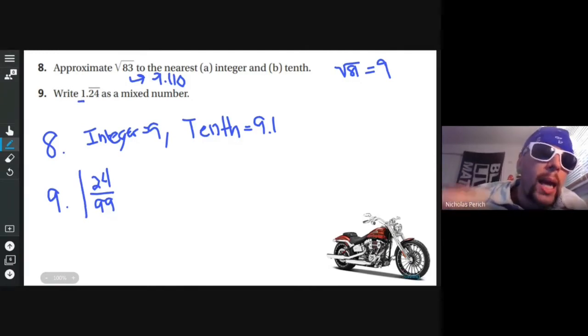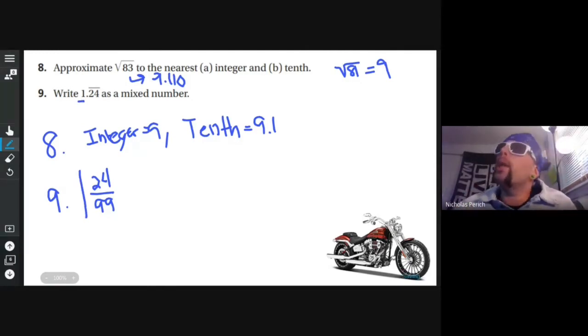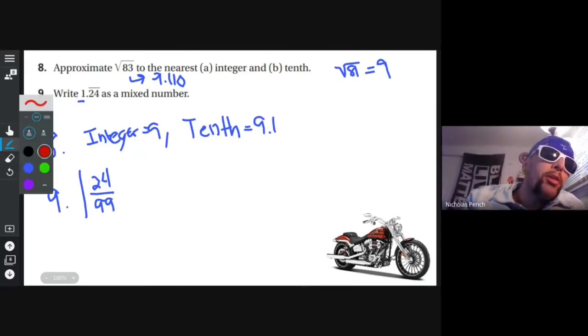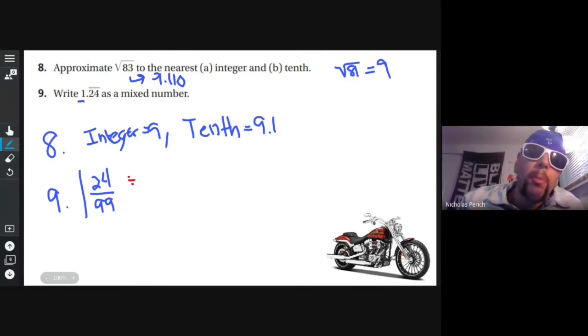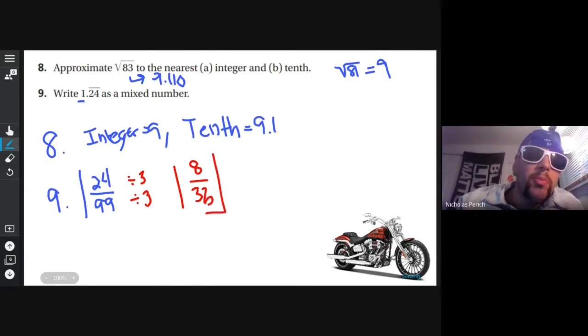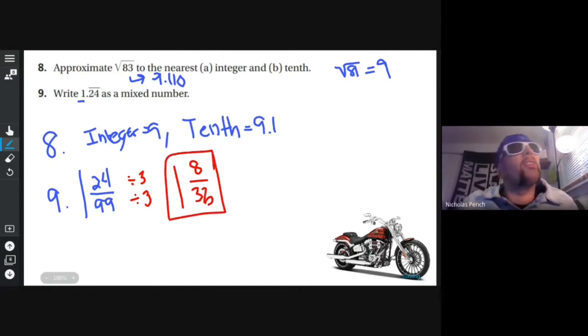Can't forget that. Now I need to take a look at this and realize, hey, wait a minute, I'm not done yet. I can divide the top and the bottom here by 3. If I divide it by 3, I get 8 over 33. And that's my answer. Okay? Very good. Questions? I didn't think so.